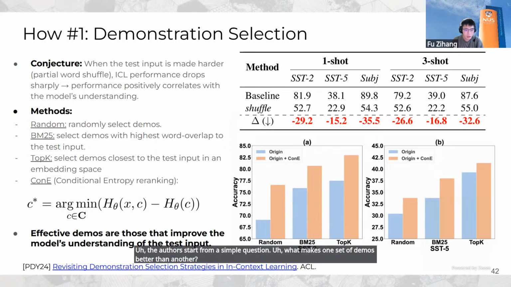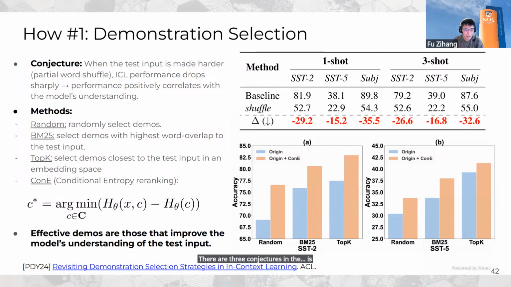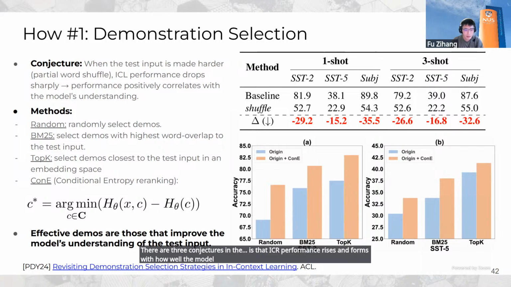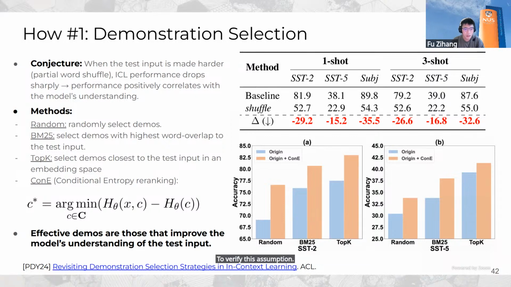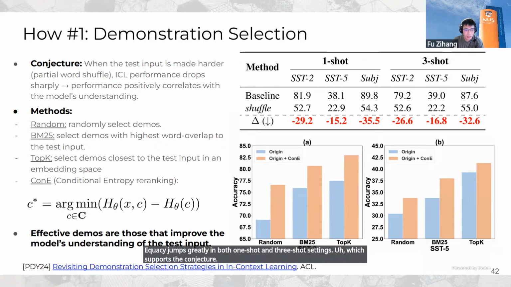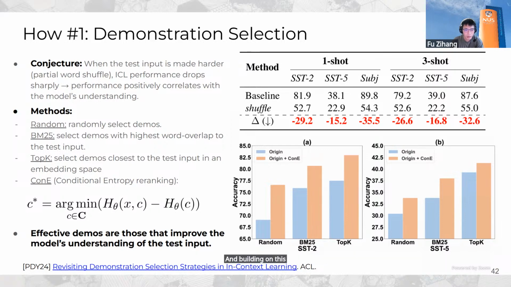Their key conjecture is that ICL performance rises and falls with how well the model understands the test input itself. To verify this assumption, they partially shuffle words in the test input. When the input is shuffled, hence harder to understand, accuracy drops greatly in both one-shot and three-shot settings, which supports the conjecture. Building on this, they propose a method called COME, conditional entropy.